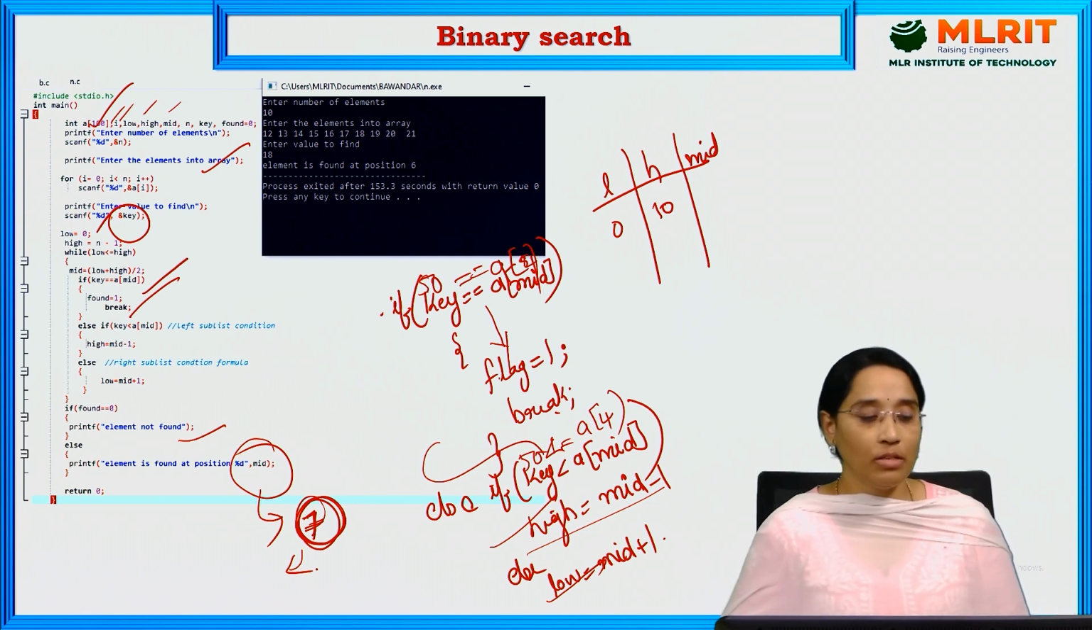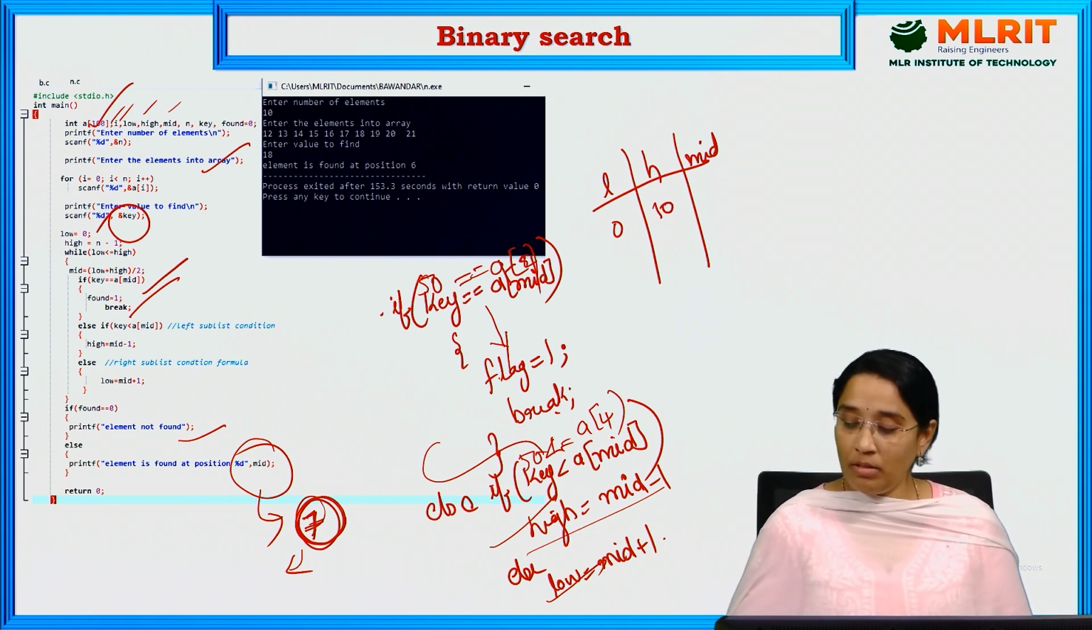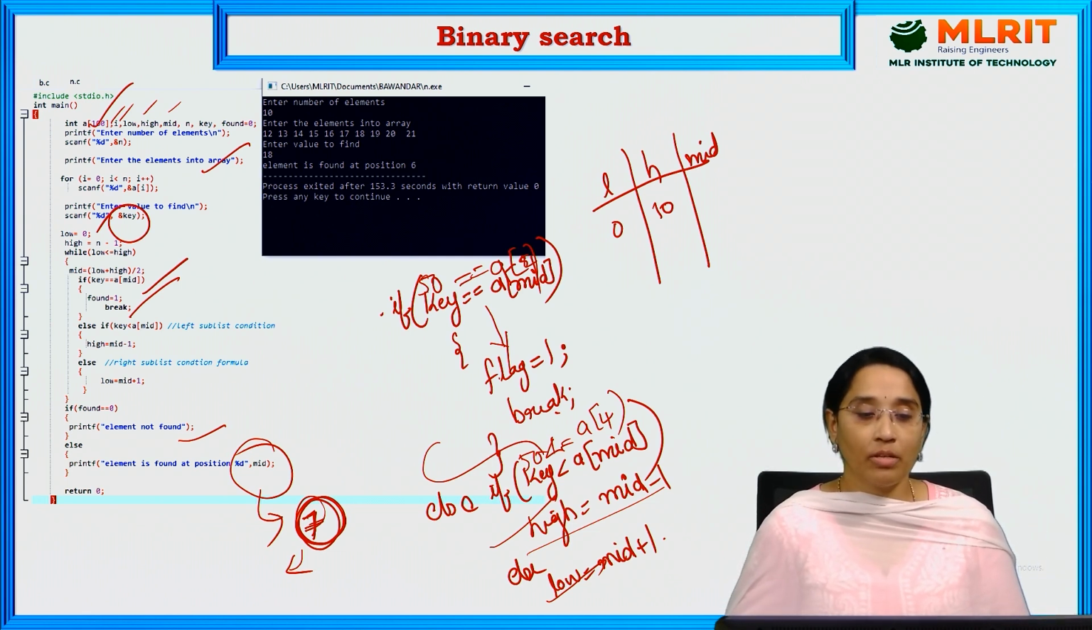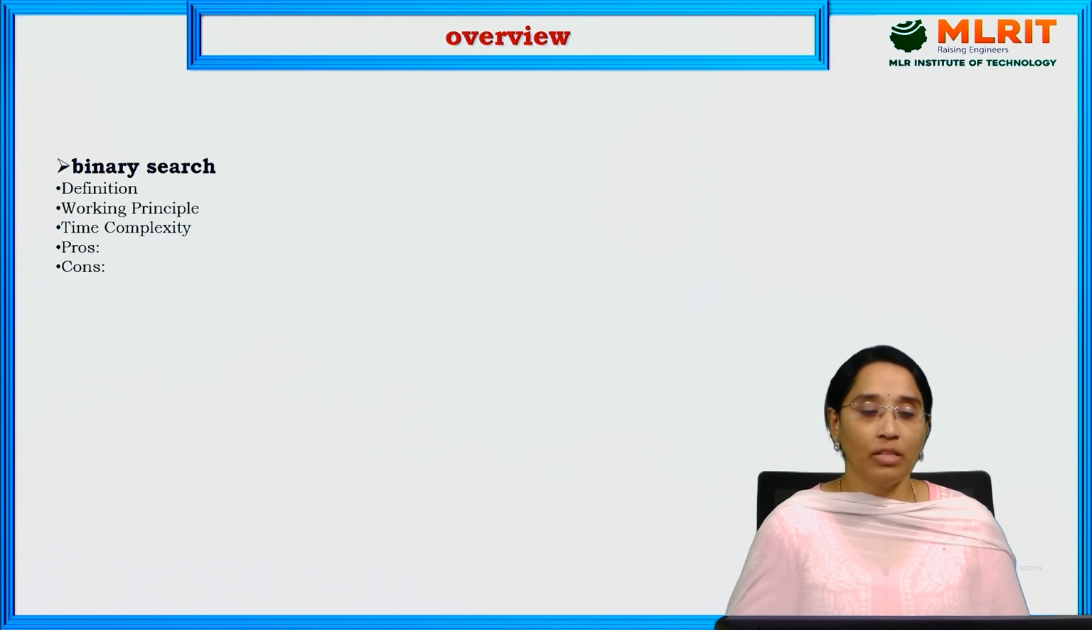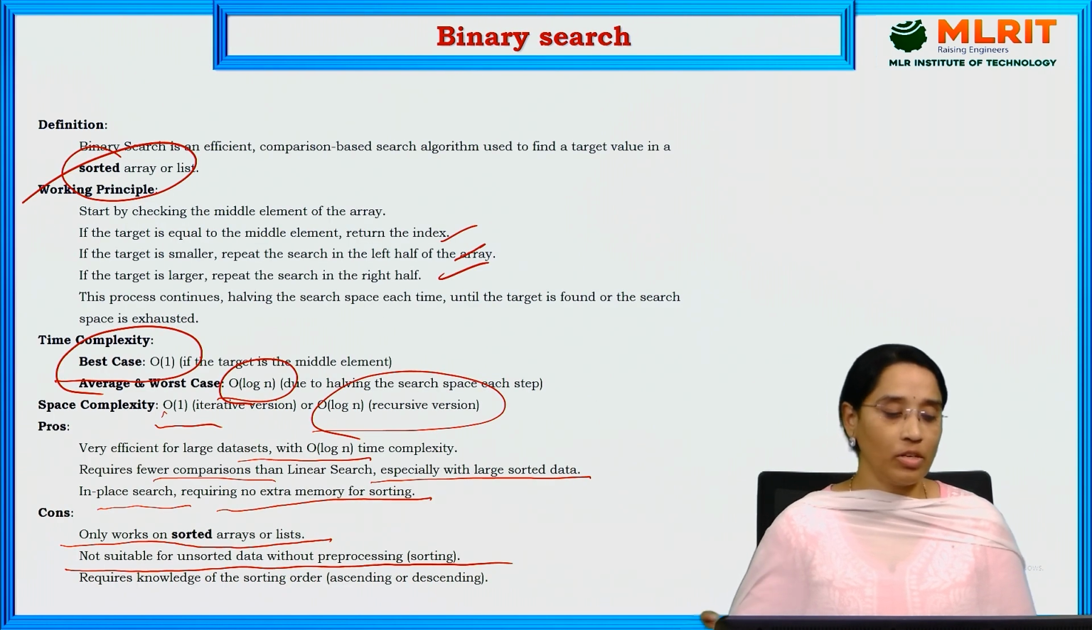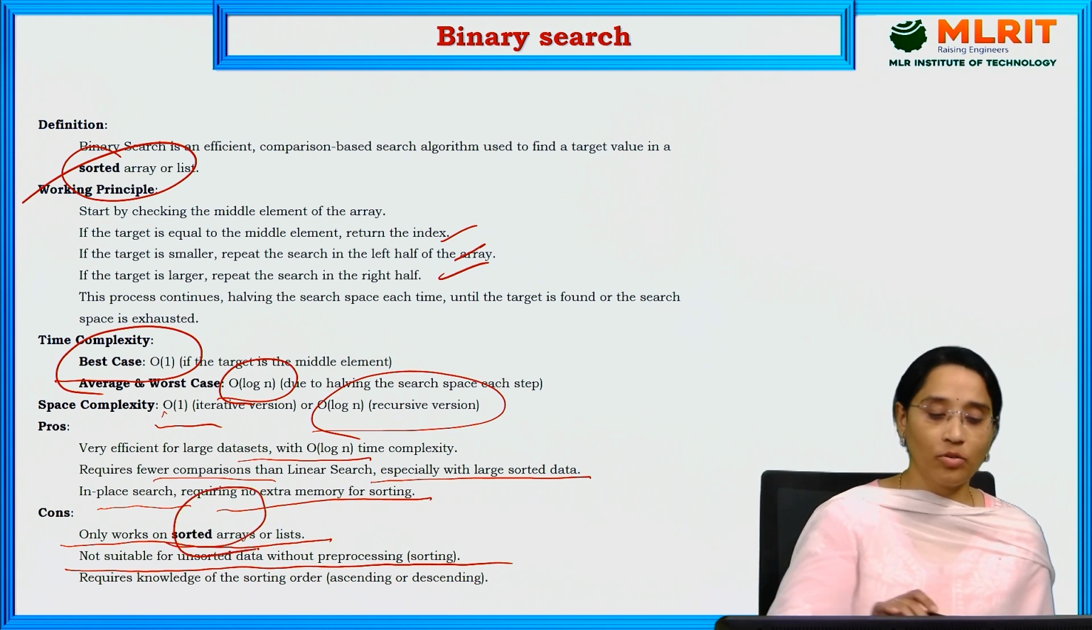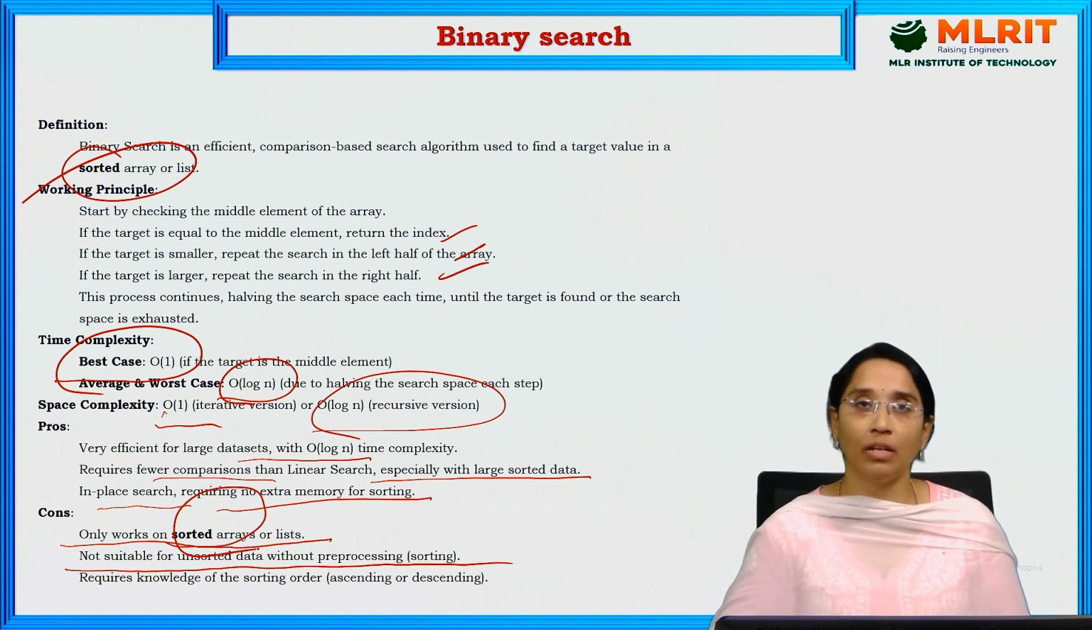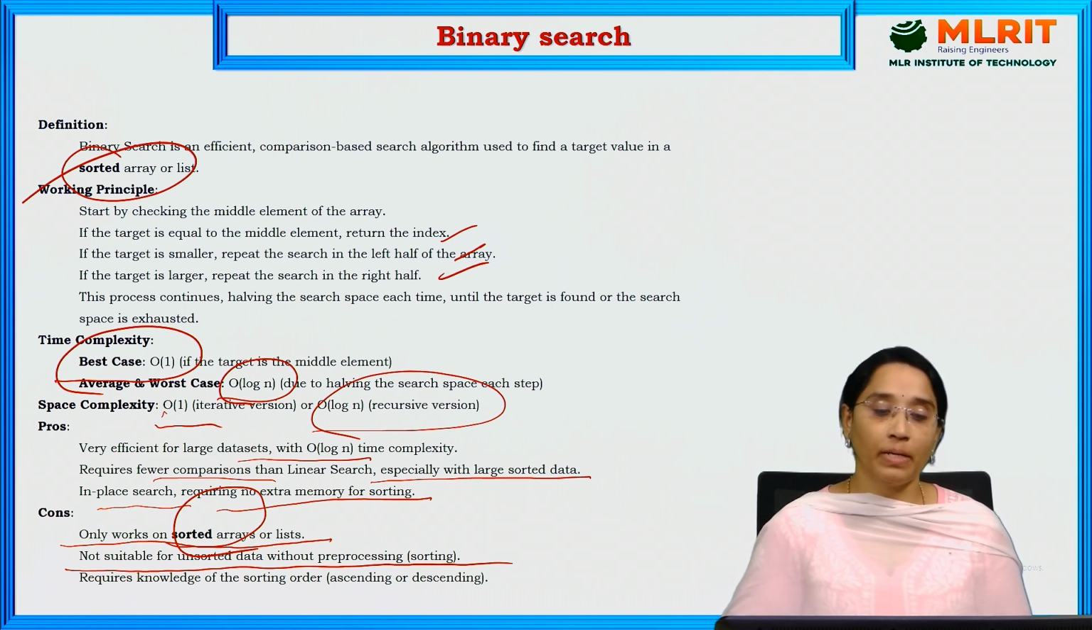So this is the program, and based on the mid value, you will search either in the left sublist or in the right sublist. It only works on a sorted array. So the difference between linear search and binary search is that if you want to perform the binary search technique, the array should be in sorted order.